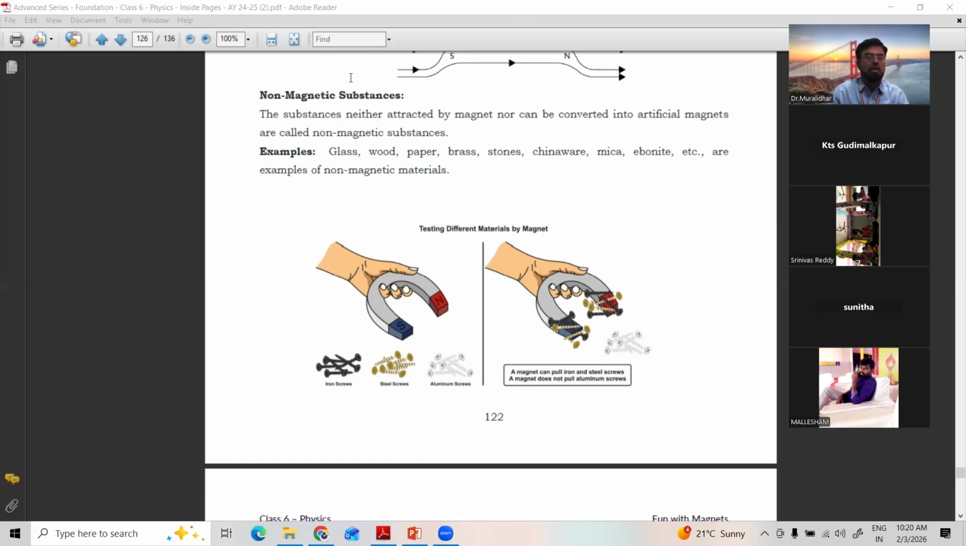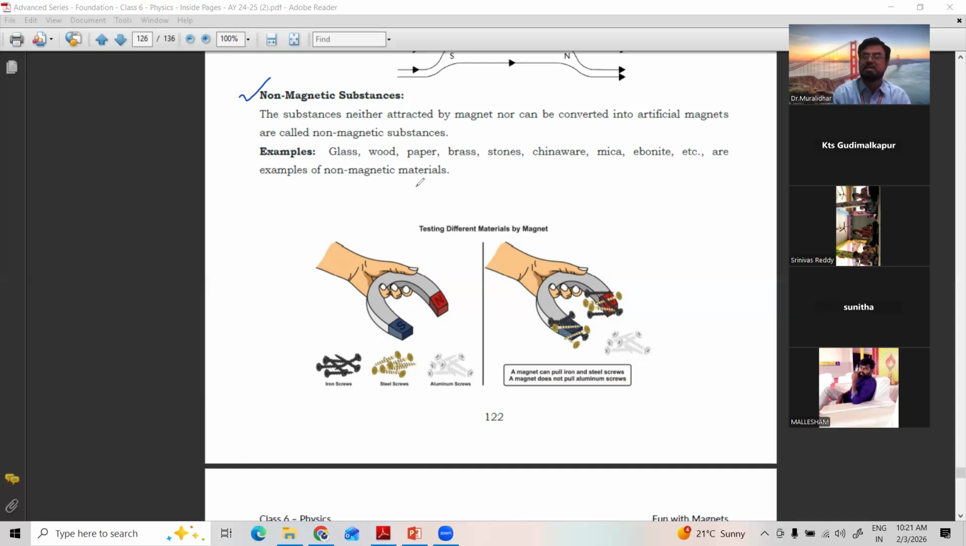Ferro, para, dia. Non-magnetic: the substances neither attracted by a magnet nor converted into an artificial magnet. Neither can you use them for attraction purposes, nor can they be converted. They are called non-magnetic substances. Examples: glass, wood, paper, brass, stones, chinaware, mica, ebonite, etc. are examples of non-magnetic material.